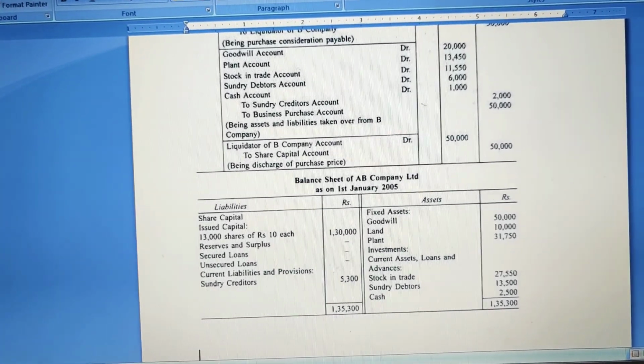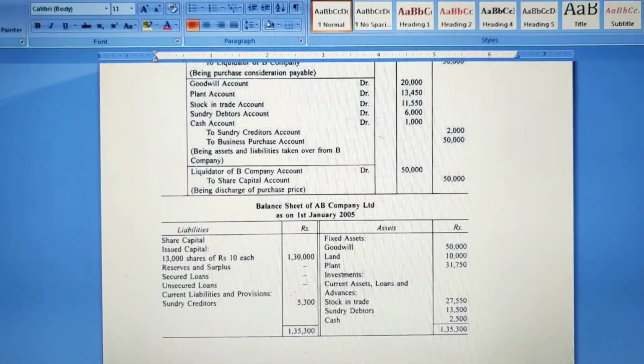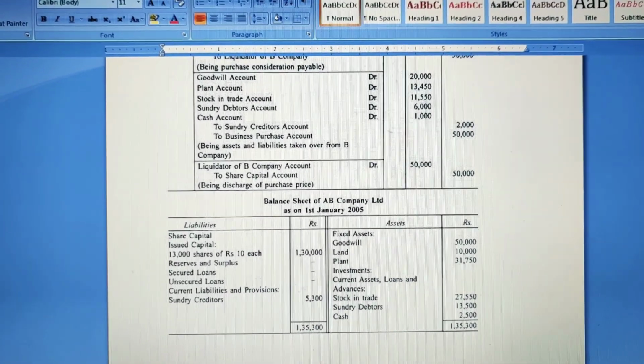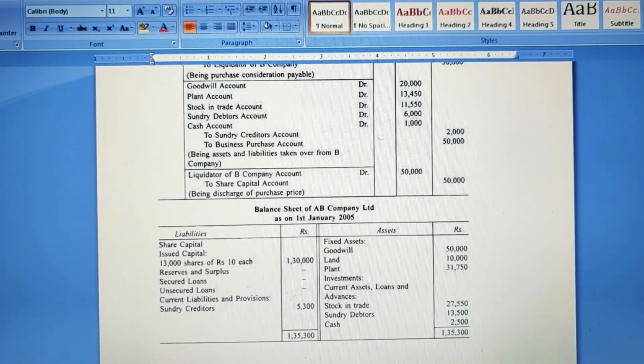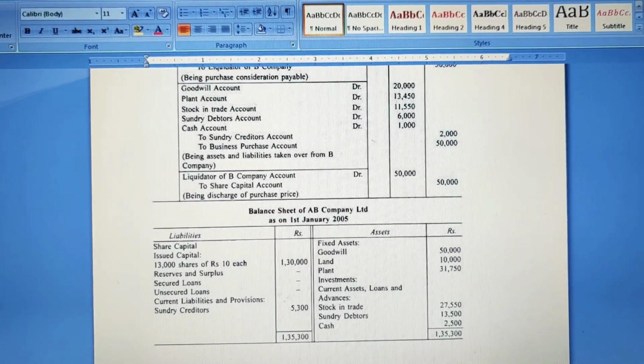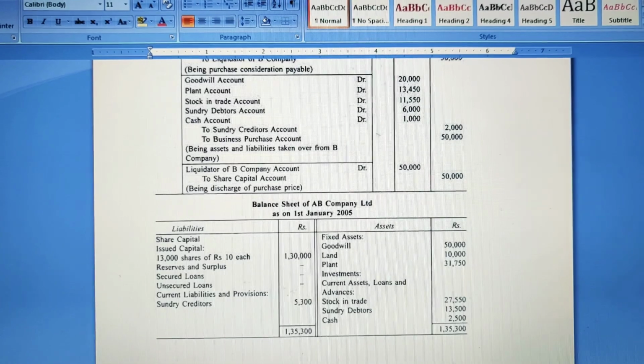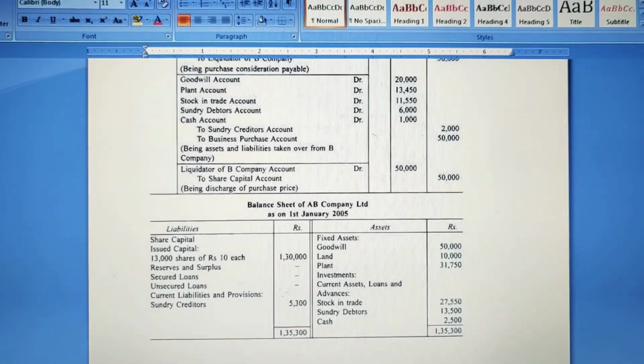Okay, so in the next video we'll discuss the next method, the net payments method, and that will be the last video on this chapter.